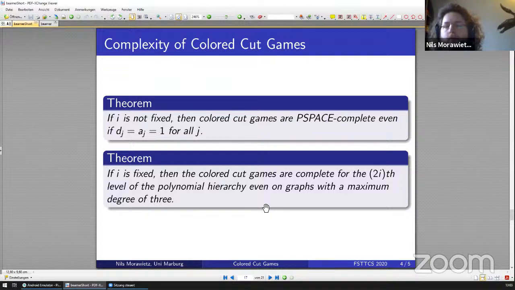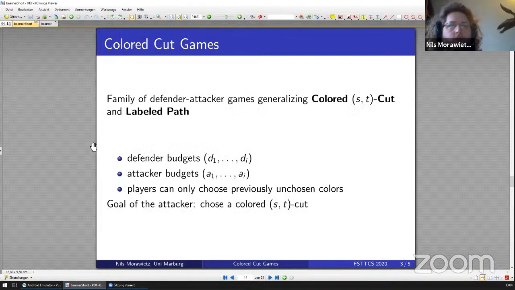But that's not all. We were also able to show positive results for the colored cut games, which I just explain briefly. From a parameterized point of view, we were able to show polynomial kernelization algorithms for all colored cut games, which is pretty nice, since even these basic problems which we generalize, namely the labeled path and the colored ST-cut problem, did not admit polynomial kernels or known polynomial kernelizations so far.